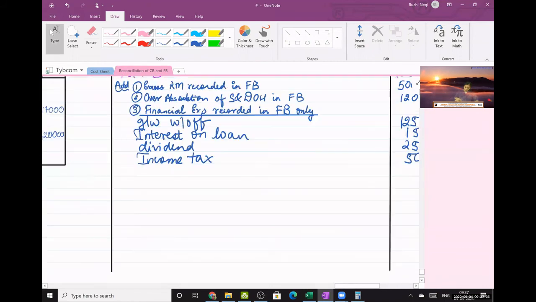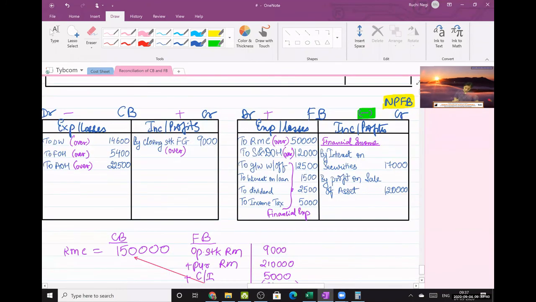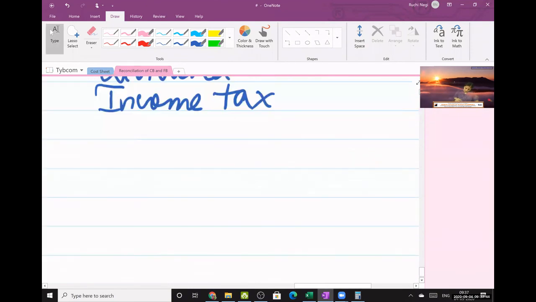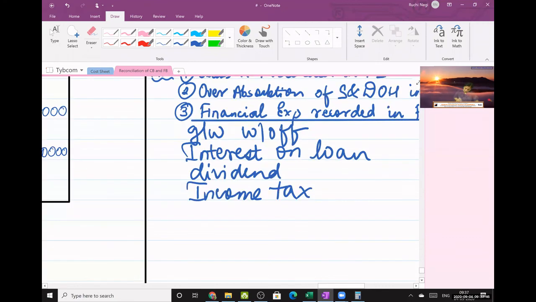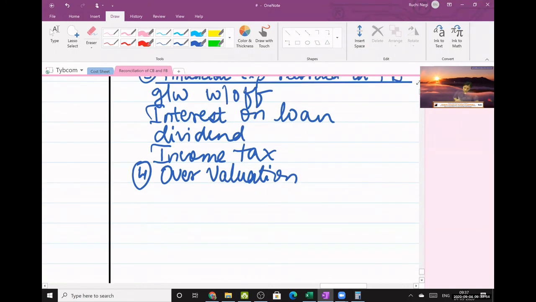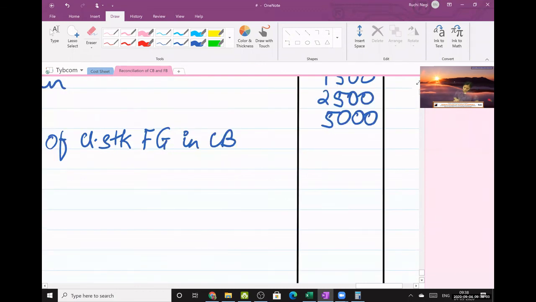Okay. Next. Anything add? Yeah. Closing stock of finished goods. Excess over valuation. 9,000. Okay. 1, 2, 3, and fourth one. Overvaluation of closing stock of finished goods in cost books. 9,000.